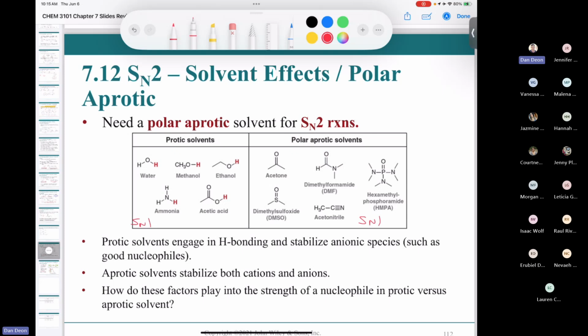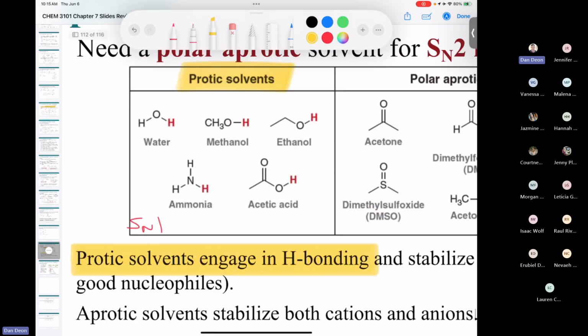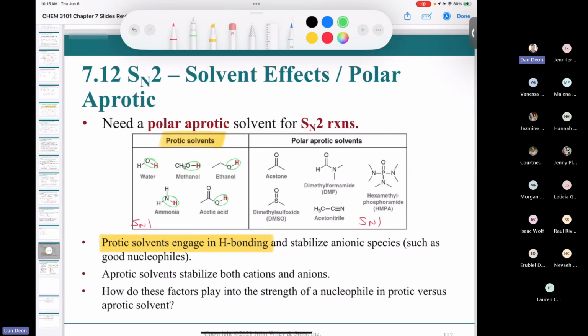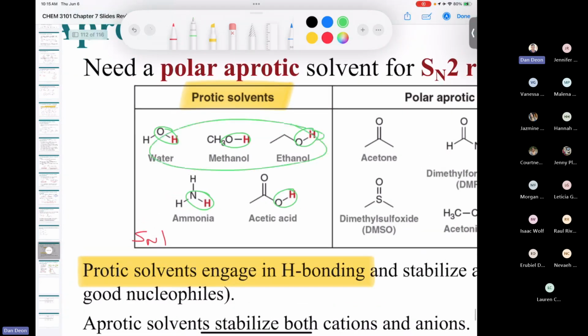I went over this with you before, but what is a polar protic solvent? If it's polar protic, obviously it's polar, but it's capable of hydrogen bonding. You see in all the polar protic solvents, they're capable of hydrogen bonding, all of them. Whereas if you look at polar aprotic solvents, none of them have a hydrogen bond. There's no H bonds in any of these. So what are the protic solvents? Water, alcohols, acetic acid, ammonia, right? These are all capable of hydrogen bonding.